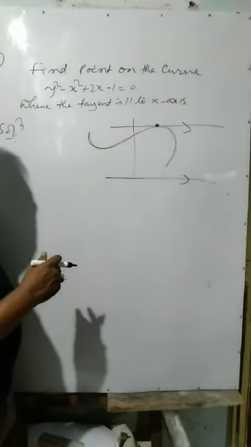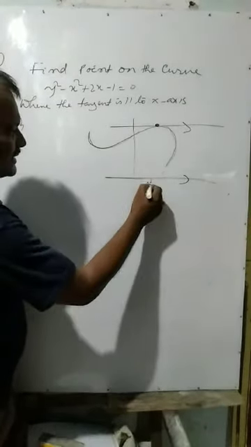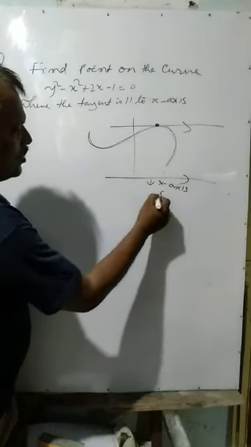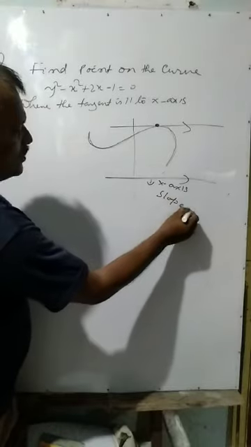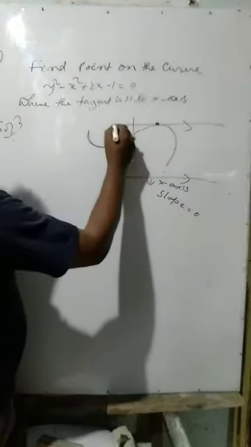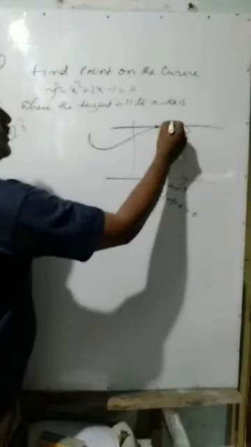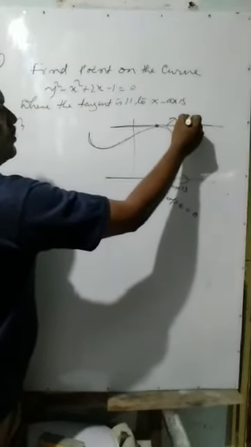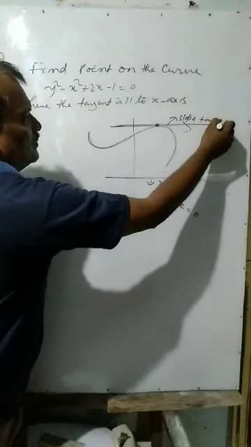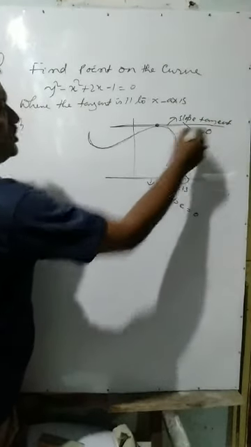You know, here the first one. Here the x-axis. The slope of the x-axis is equal to 0. So the slope of this line should be 0. The slope of the tangent is also 0.